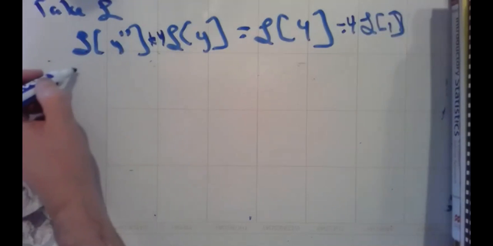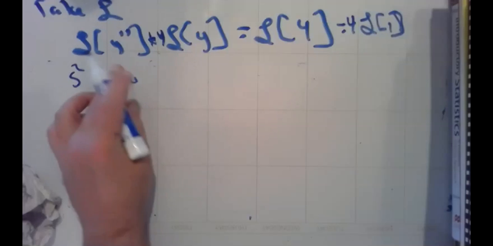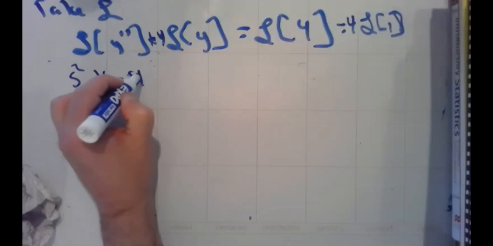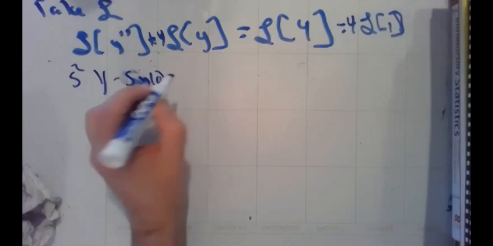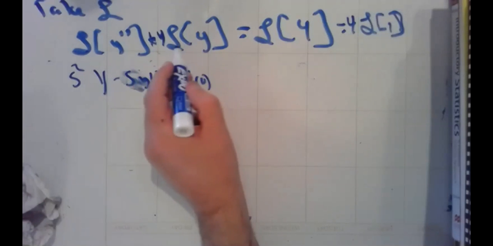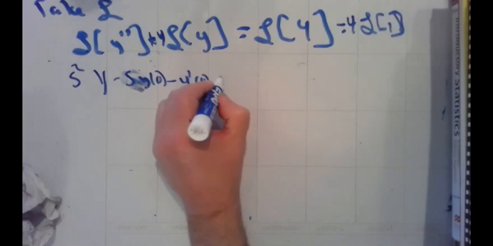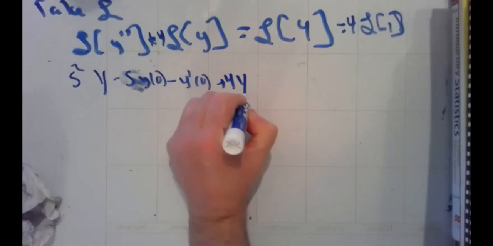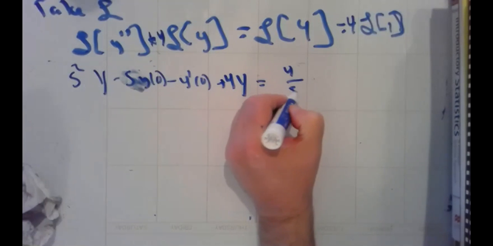Laplace transform of y double prime is s squared capital Y minus s times y of 0 minus y prime of 0. That part was right. That's just the Laplace transform of y, which is just capital Y. So plus 4 capital Y equals 4 over s.